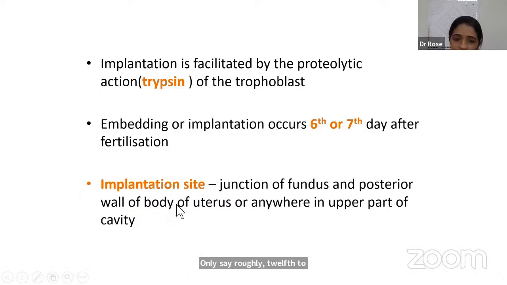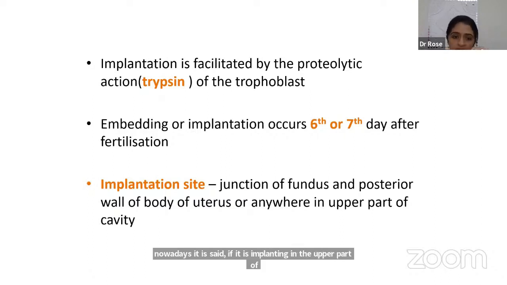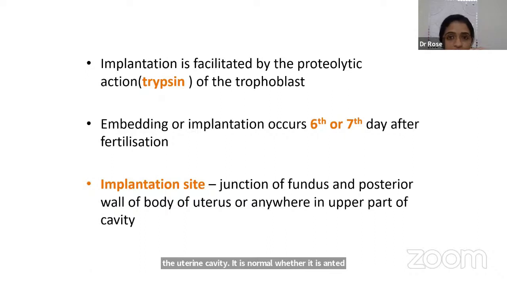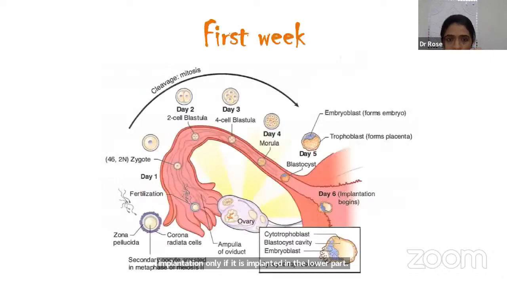The implantation site is usually said to be normal if it happens at the junction of the fundus and posterior wall of the body of the uterus. And nowadays it is said that if it is implanting in the upper part of the uterine cavity, it is normal. Whether it is anterior or posterior, we consider it as normal implantation. Only if it is implanted in the lower part, you call it abnormal implantation.